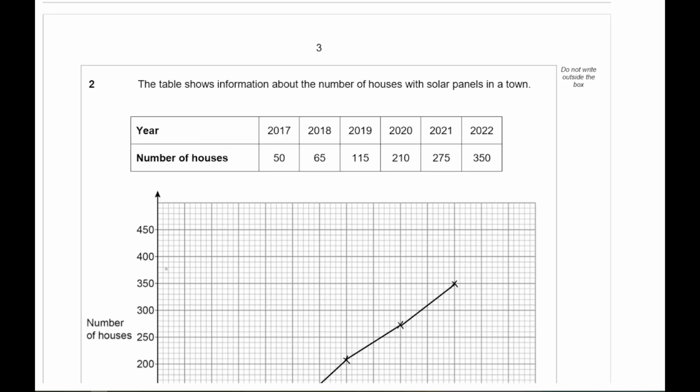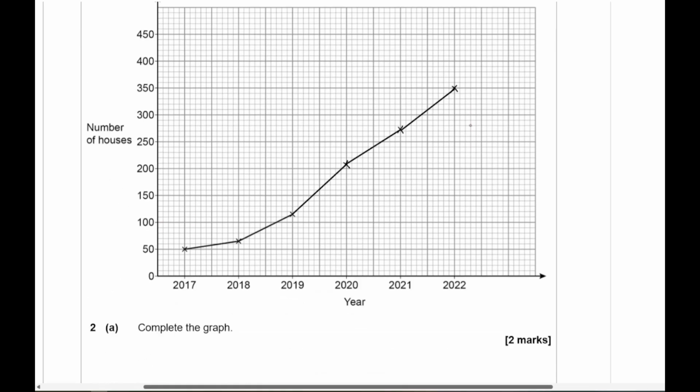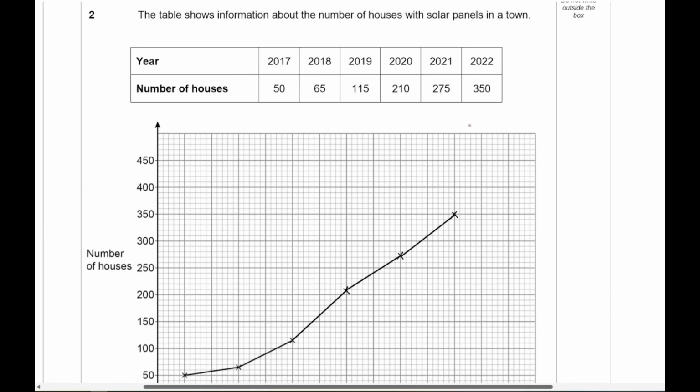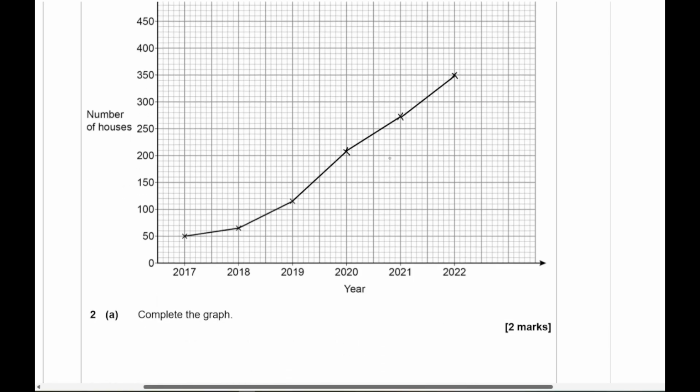Then moving on to question 2, it says the table shows information about the number of houses with solar panels in a town. And for question 2a, it's asking us to complete the graph. So all we then need to do is to plot 2020 against 210, 2021 with 275, and 2022 at 350. So your graph should look something like this.